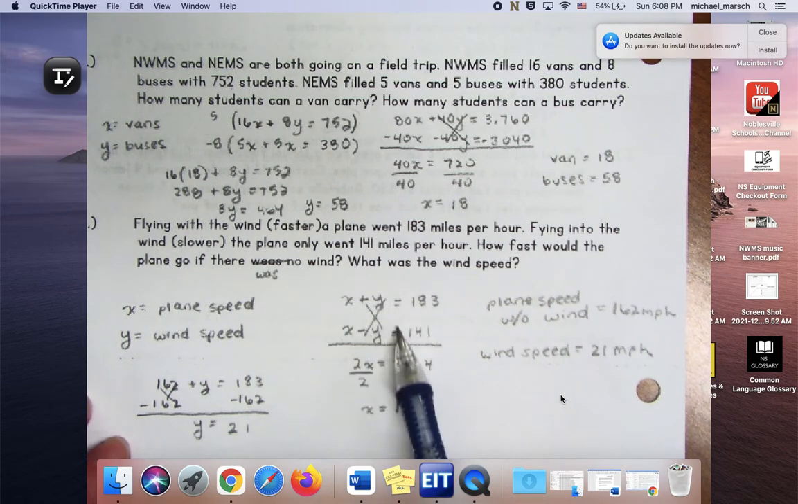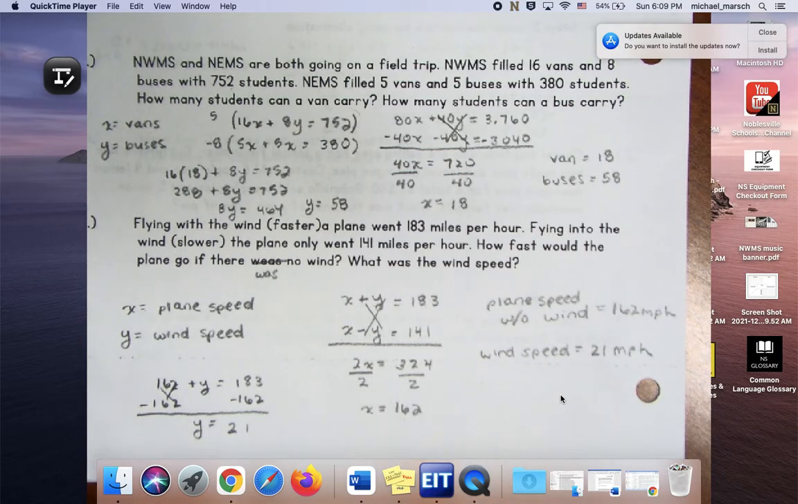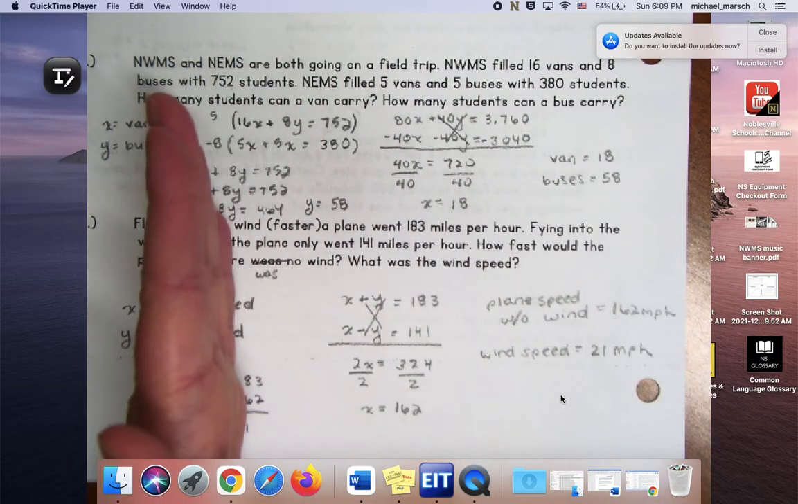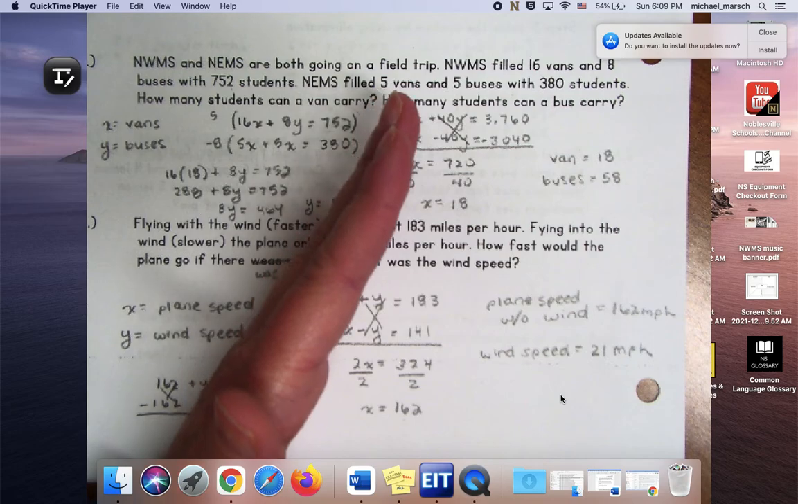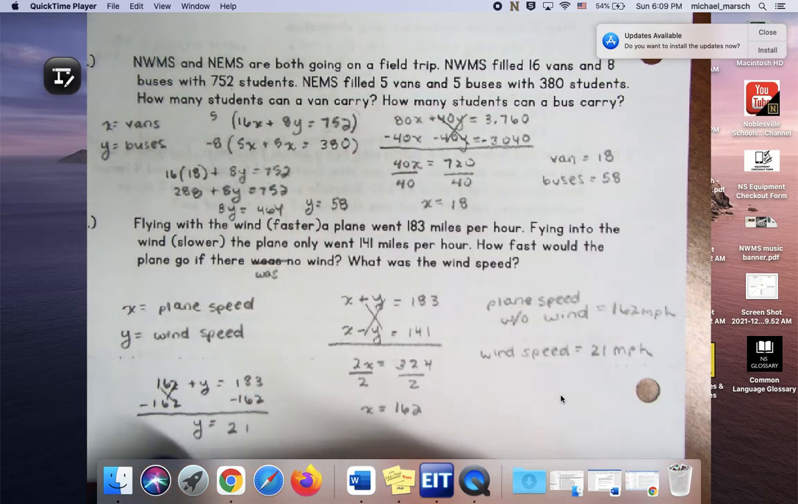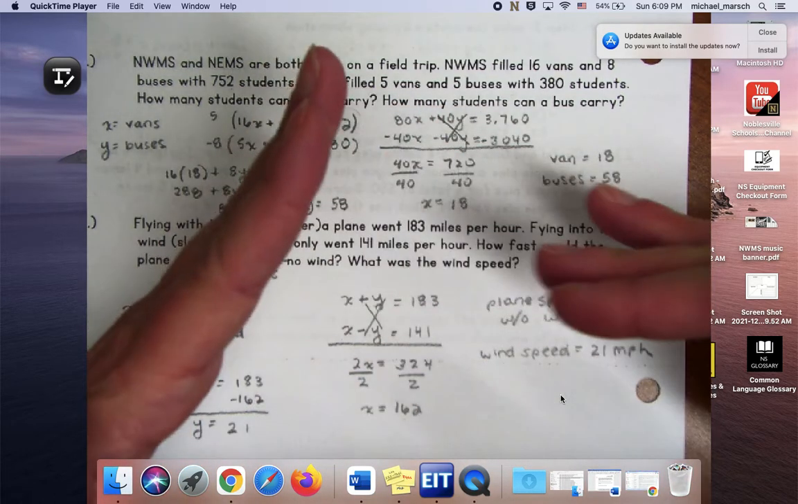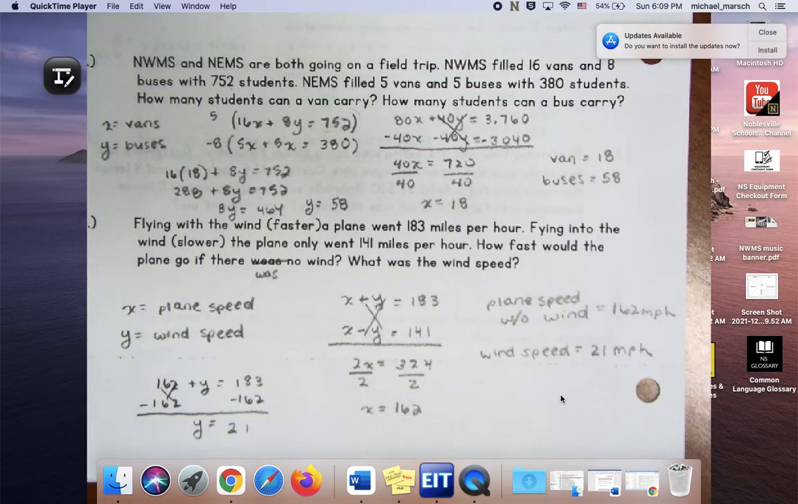wind and 21 miles an hour slower against the wind, meaning that it's hurting you, right? You guys have ever been walking and you feel like you're walking at a slant? Like I'm walking with no wind, and then the wind comes and you're like, oh my gosh, I need to bend over like this so I don't fall flat on my face because the wind is coming at you. Okay. All right, so there's a wind speed problem.